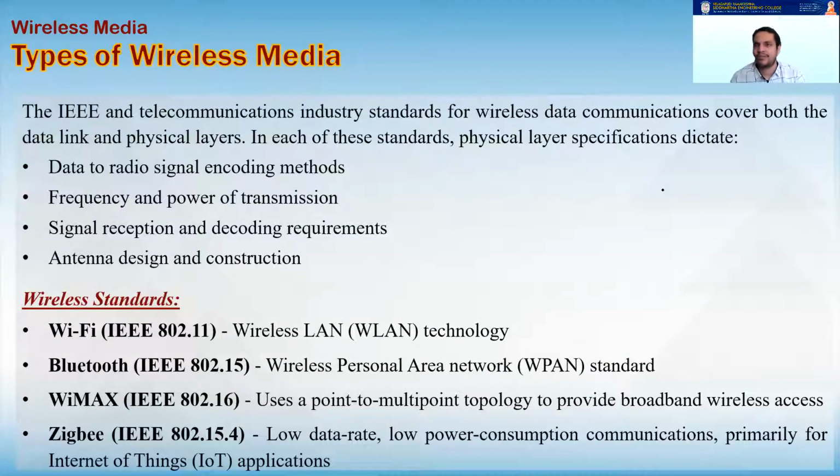There are different types of wireless media available for us, and the IEEE and the telecommunications industry standards for wireless data communications cover both the data link and the physical layers. I have shown you the earlier diagram. In each of the standards, physical layer specifications dictate for wireless medium. These are the different specifications that have to be taken note of. First one is the data to radio signal encoding methods. What type of encoding methods are there? They have to be standardized.